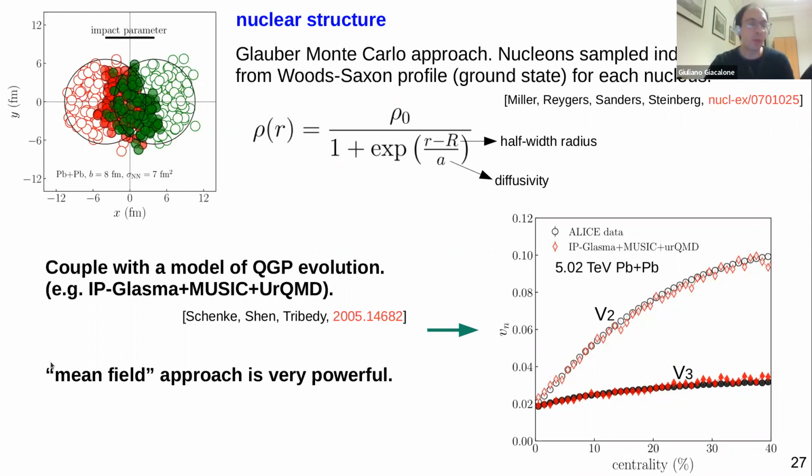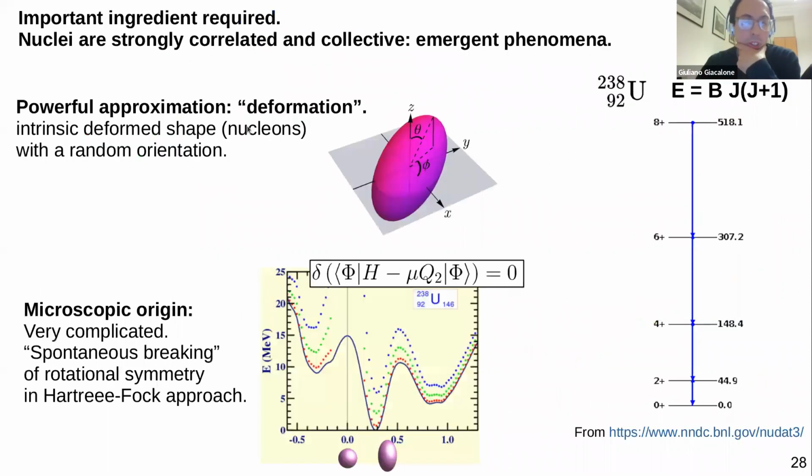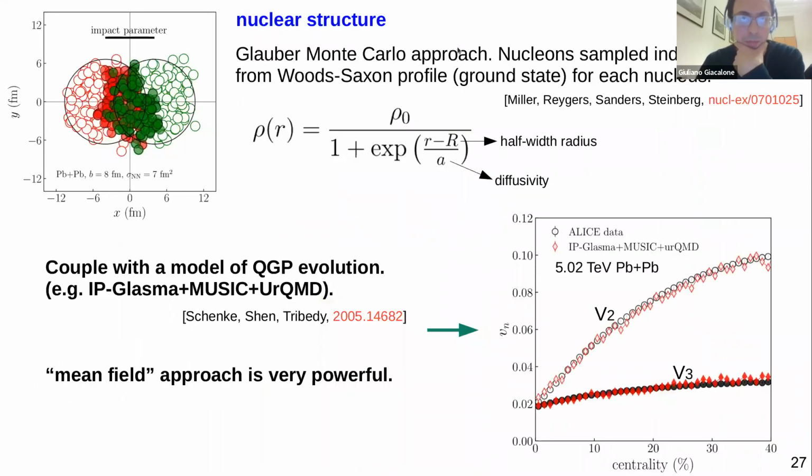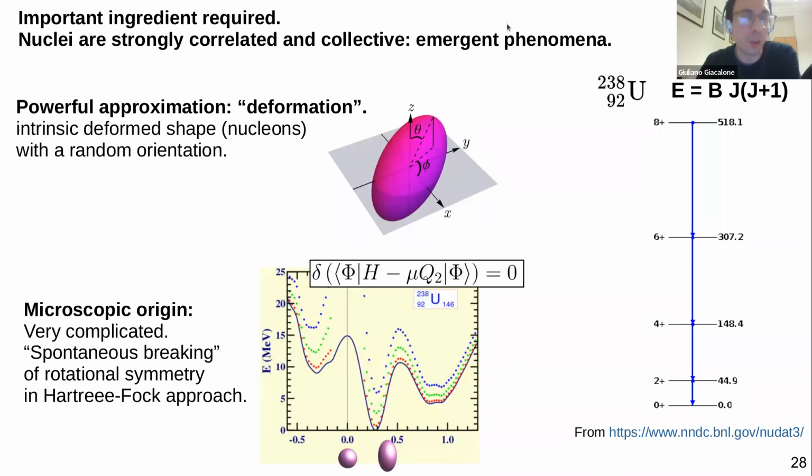So this is a mean field approach, if you want, where you have independent nucleons in a common potential or common density, and it's really powerful. So what has been understood now, at least one thing that has to be added to this, is the fact that there are strong correlations in nuclei, which are very collective objects, and which also display remarkable collective phenomena, the emergent phenomena in nuclei.